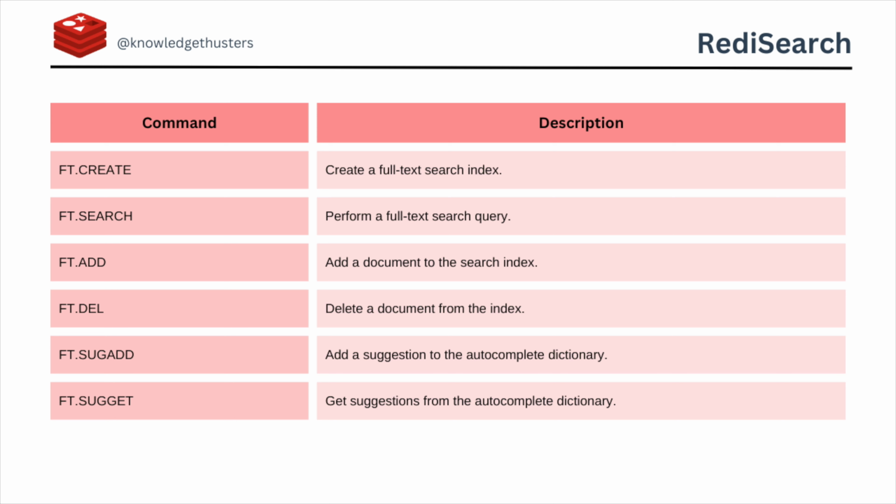So here are some of the basic commands of Redis search that you can use. FT.CREATE will create a full text search index. After that, search will perform a full text search query on the index that you have created. Then FT.ADD will add a document to the index that we have created. Then delete will delete that document from the index. And suggestion add is like adding a suggestion to the autocomplete dictionary. So this suggestion one is like you can see in location. If you search a location, there are some matching drop downs that you will get. That is what suggestion add and suggestion get will do.